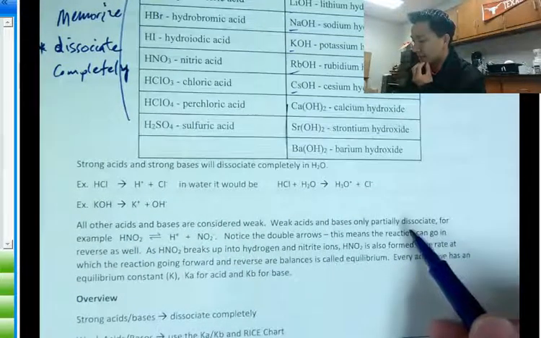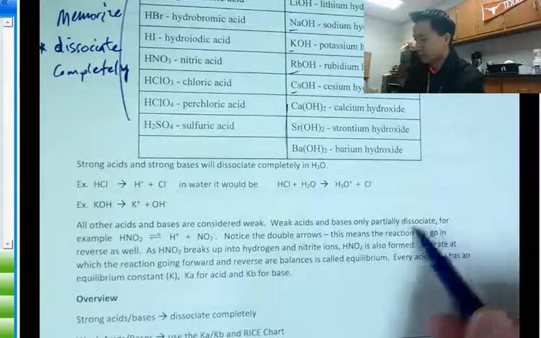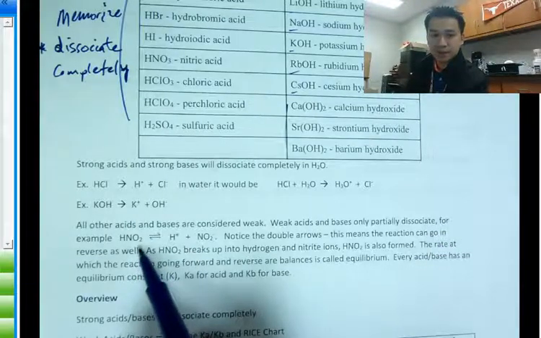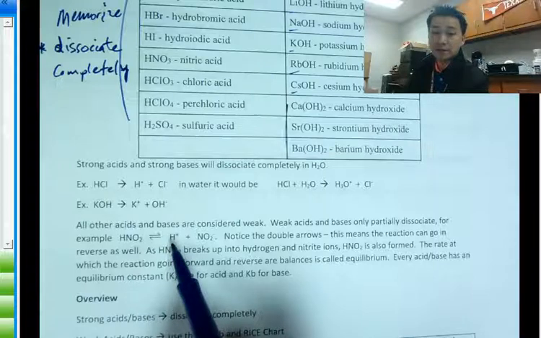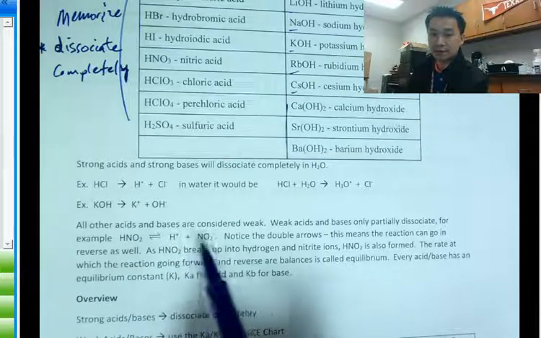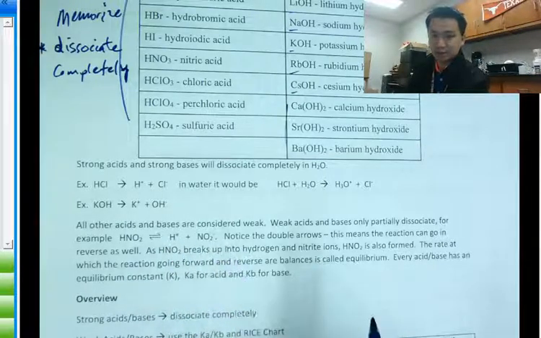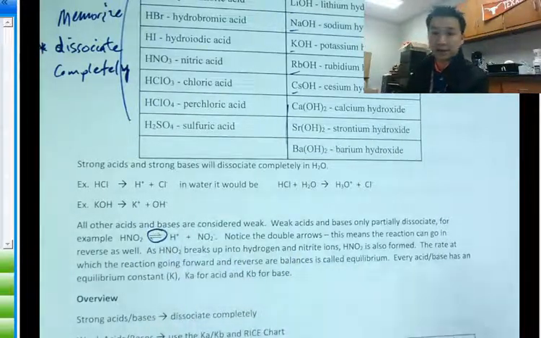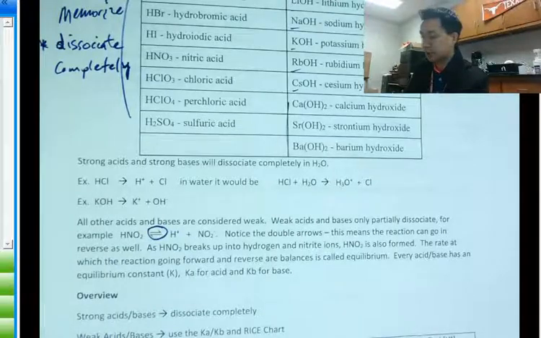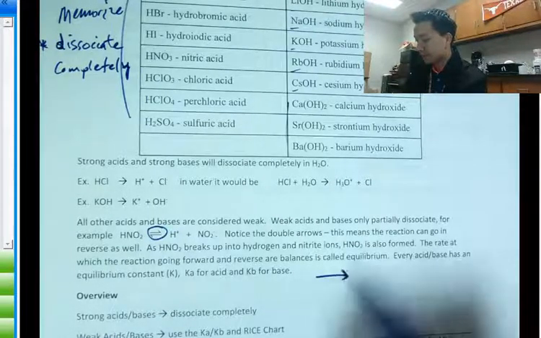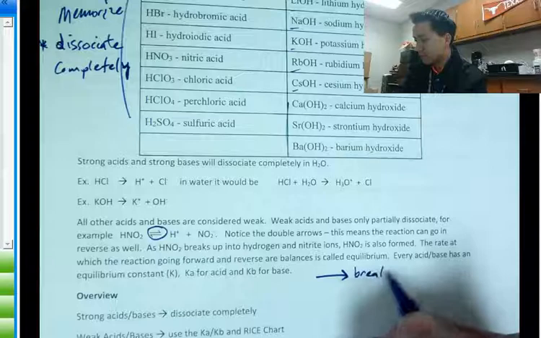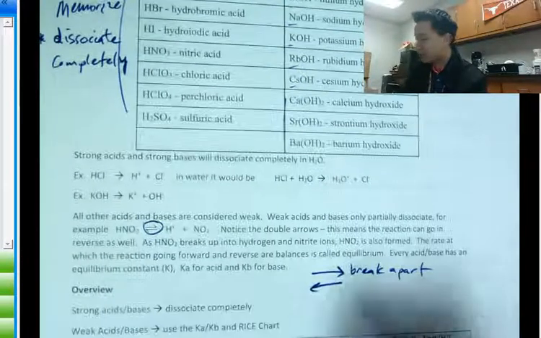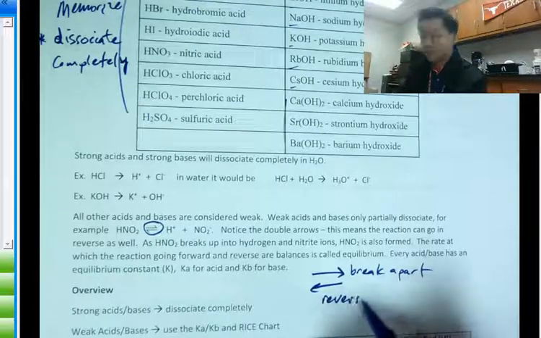Weak acids and bases only partially dissociate. For example, HNO2 dissociates to H plus and NO2 minus, nitrite. Notice the double arrows. These double arrows tell you that it can go in reverse. So it's going to break apart and form the acid back and go in reverse at the same time.